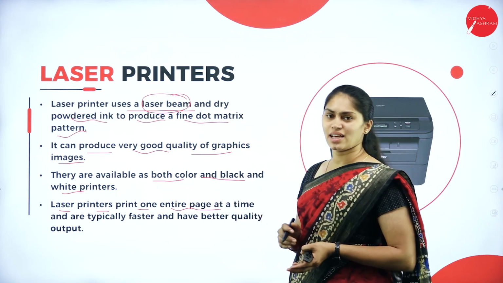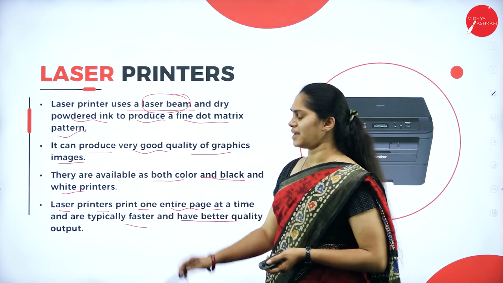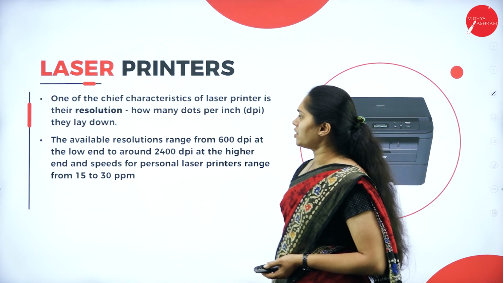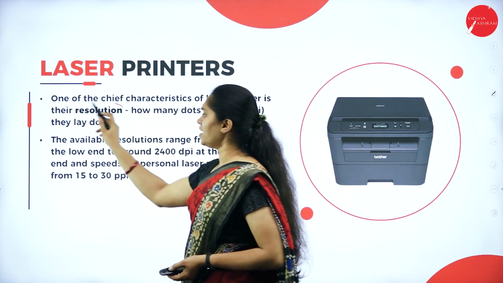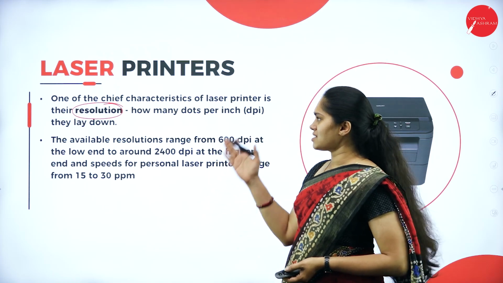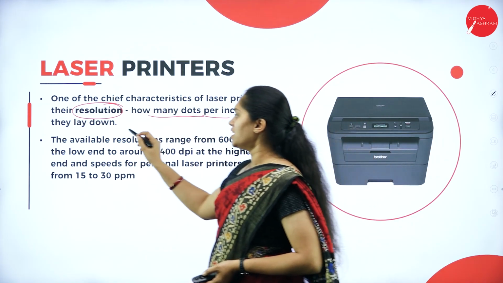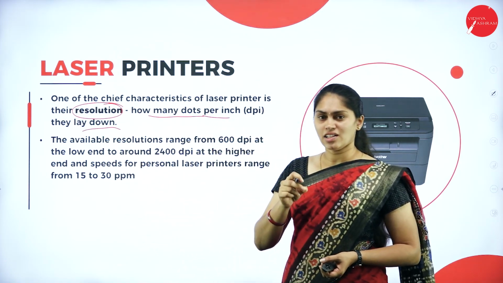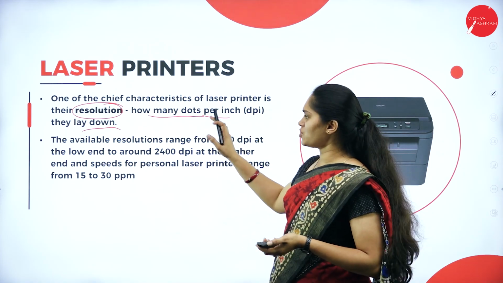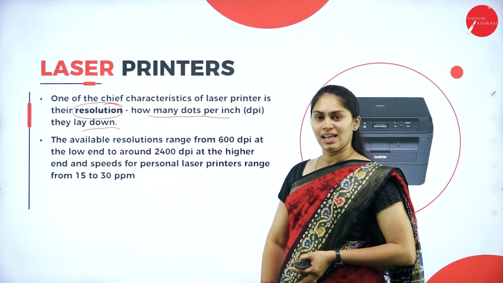That capability is there for this laser printer, and typically we can expect faster speed and better quality output from it. Also, one of the main important characteristics is resolution. The resolution and its quality is very high in this laser printer. Resolution means how many dots per inch they lay down. For a particular inch, what is the number of dots it is producing? Based on that we find its resolution, and that resolution is high in this laser printer.